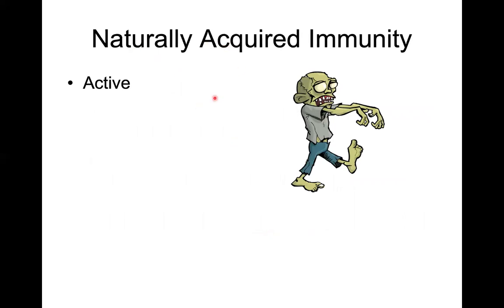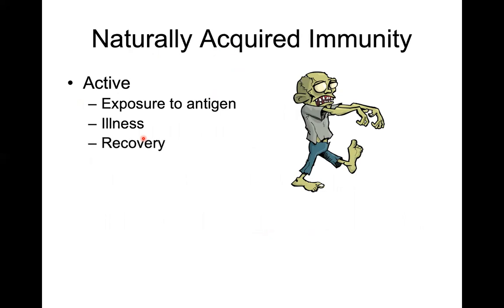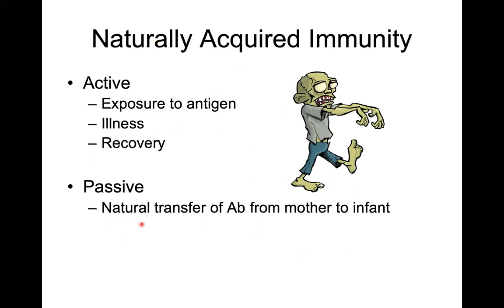Naturally acquired immunity, there are two different versions. You can get active naturally acquired immunity. This is where, again, you get exposed to the antigen. You live your life, you naturally are exposed to it, and then you develop immunity against it. You get sick, and then you recover, and now your body has antibodies against it. Passive naturally acquired immunity results from a transfer of antibodies from one individual to another.